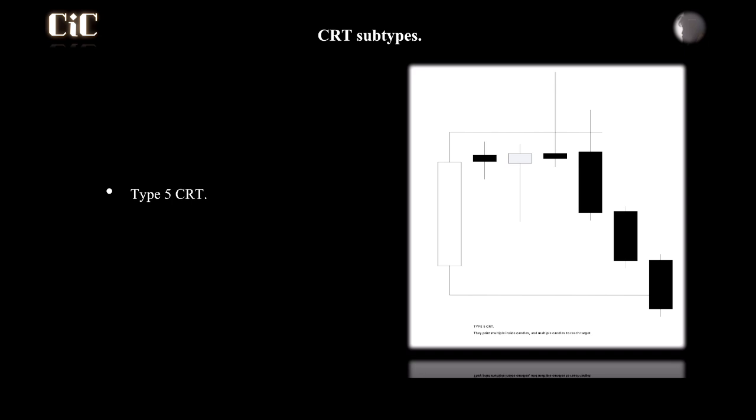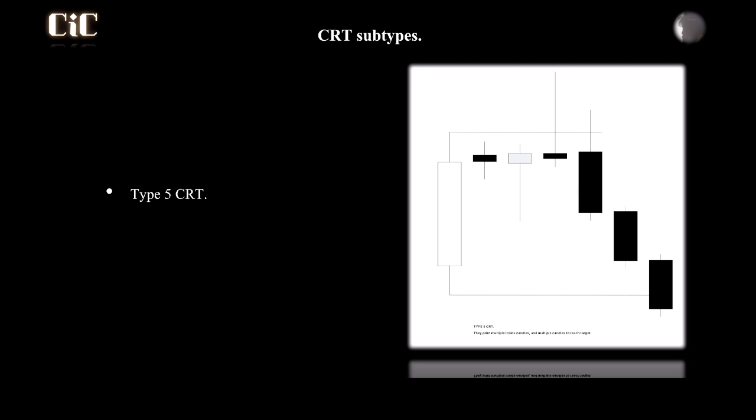Type 5 CRT is they print multiple inside candles and multiple candles to each target, right? So the least favorable. Still tradable, because as long as you have this framework of accumulation inside this candle, manipulation, then they're likely going to distribute to the other end of the candle, right? Range low, range high. CRT is nothing more than a range. It's a visualization of the range.